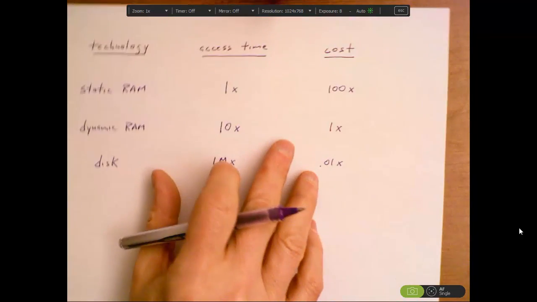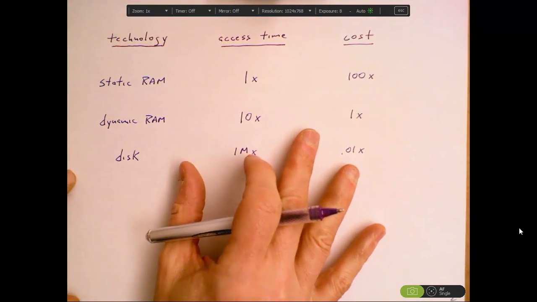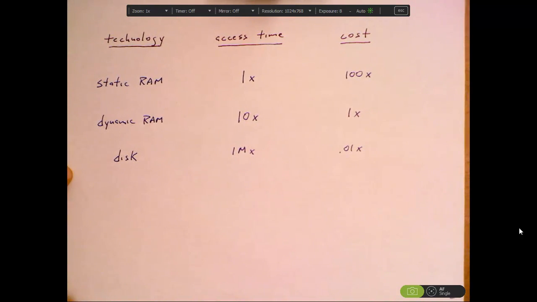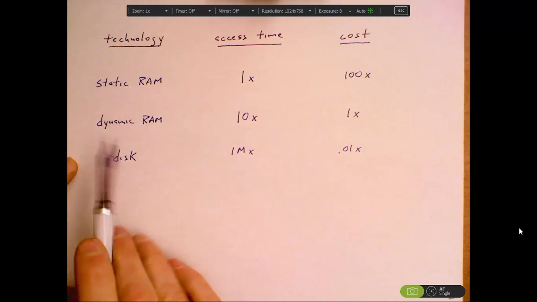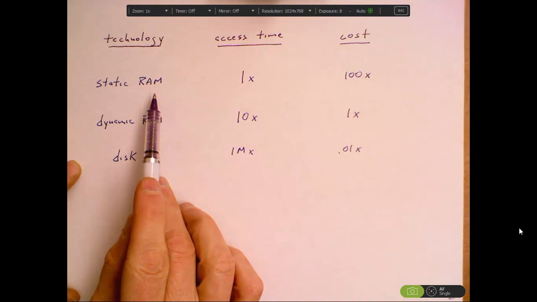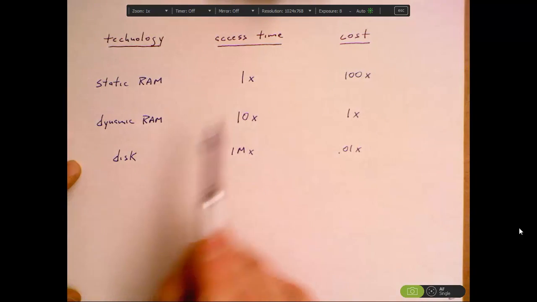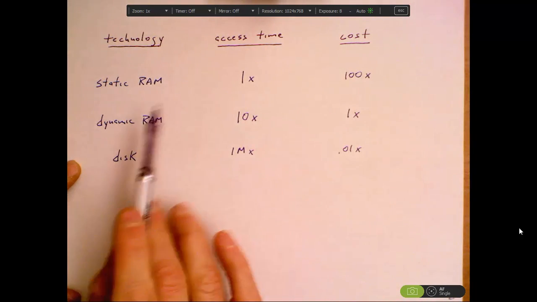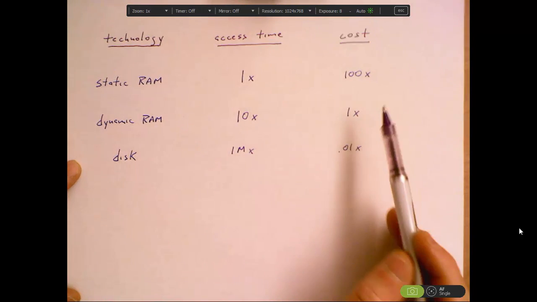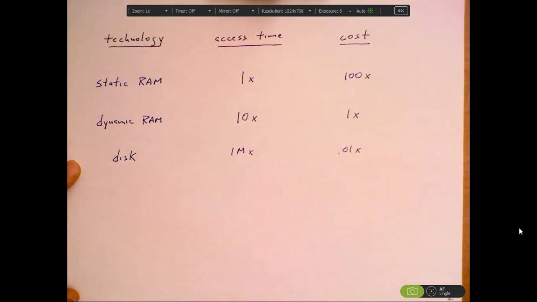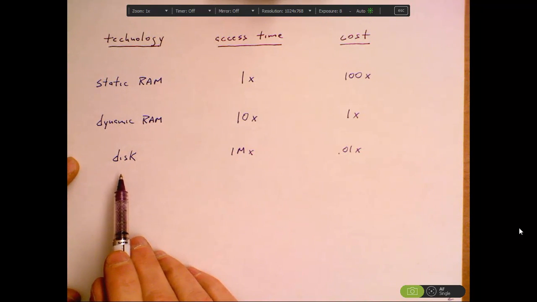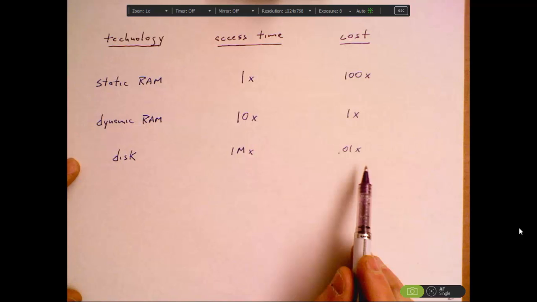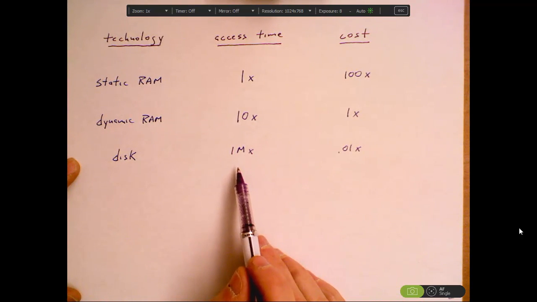Let's look at some technologies. So if I'm looking at using static RAM, I can improve my access time by a factor of 10, I can lower it by a factor of 10, but it comes at the cost of a factor of 100. And similarly, if I can back up my memory with disk, use disk for memory that's not being used very often, I can greatly reduce the cost, but it comes at a great increase in the access time.